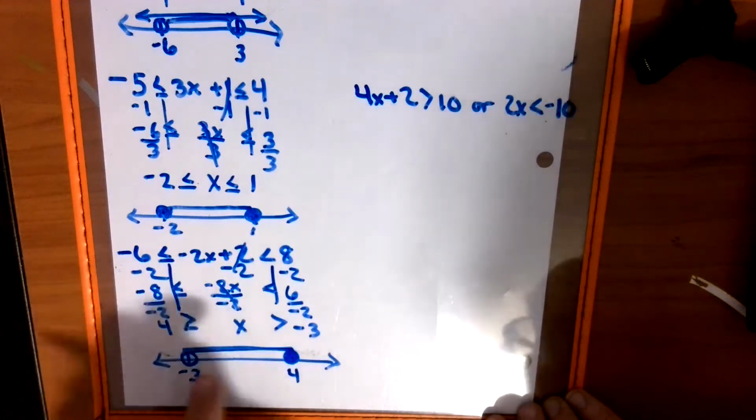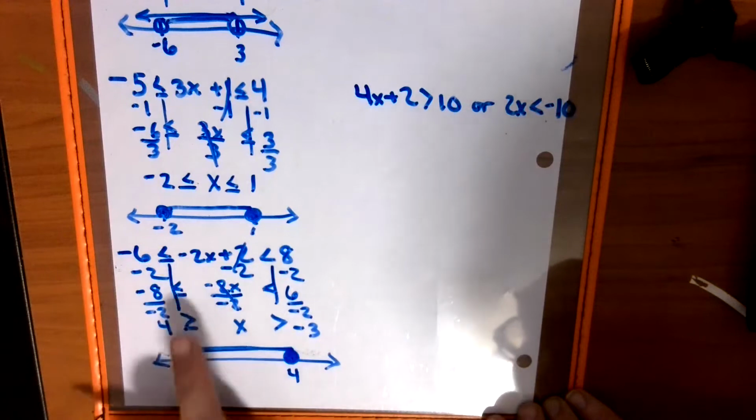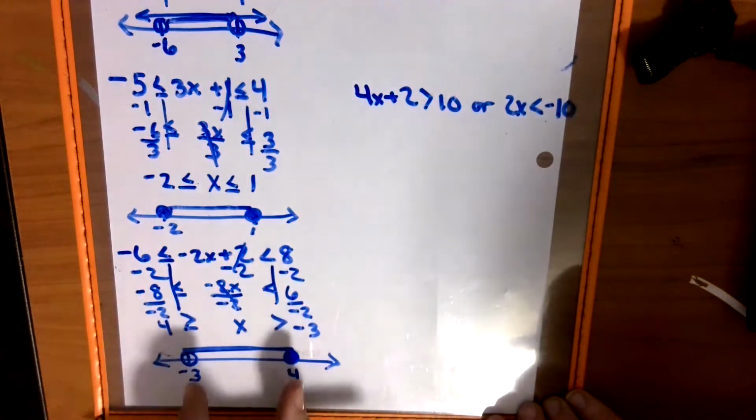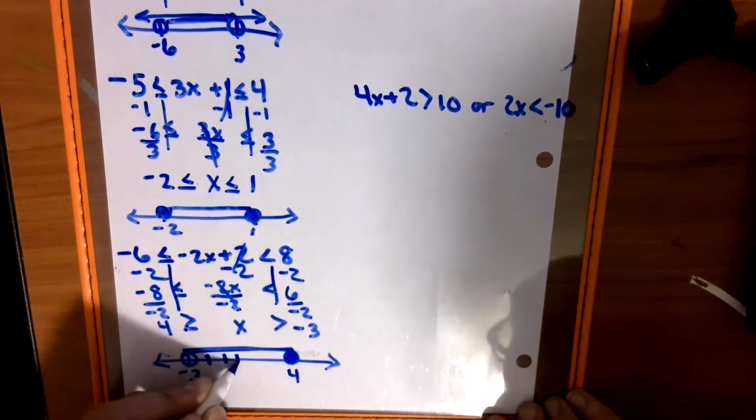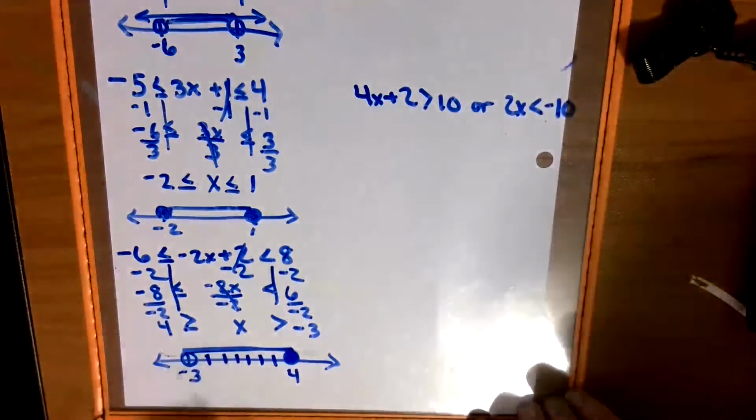But then we can kind of go like this. Because x has to be greater than -3, but x has to be less than or equal to 4. So both things have to work for it. So it's everything in between. So technically it doesn't include the -3. It's -2, -1, 0, 1, 2, 3, and 4 that work for this.